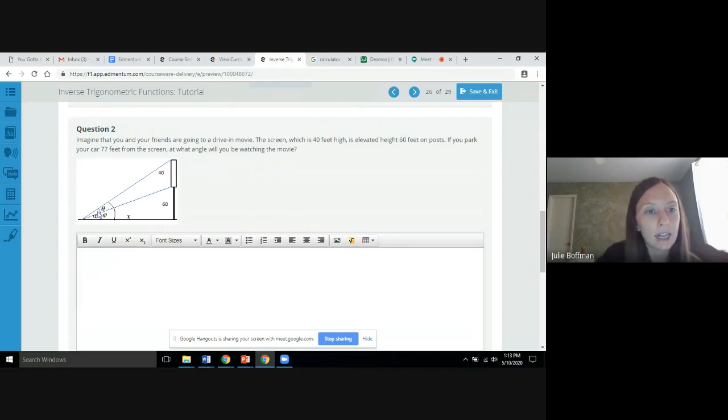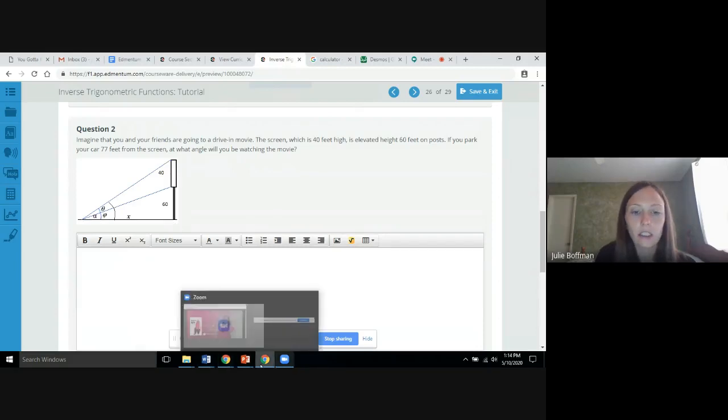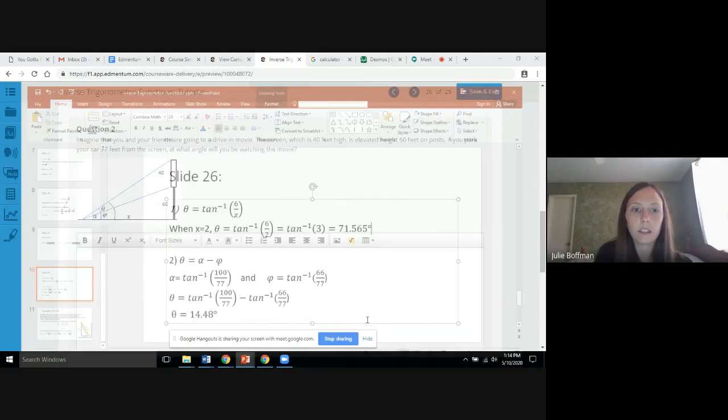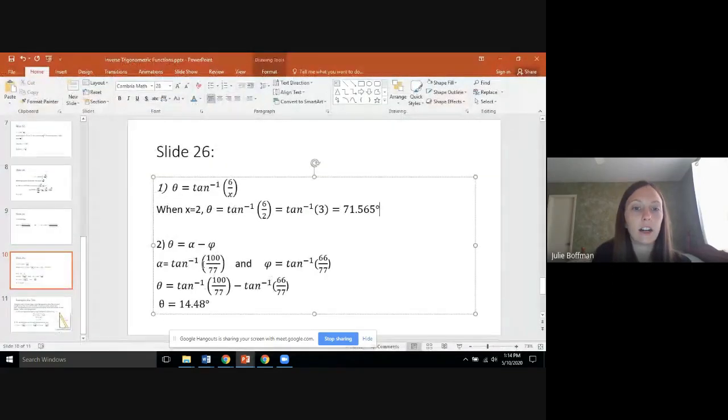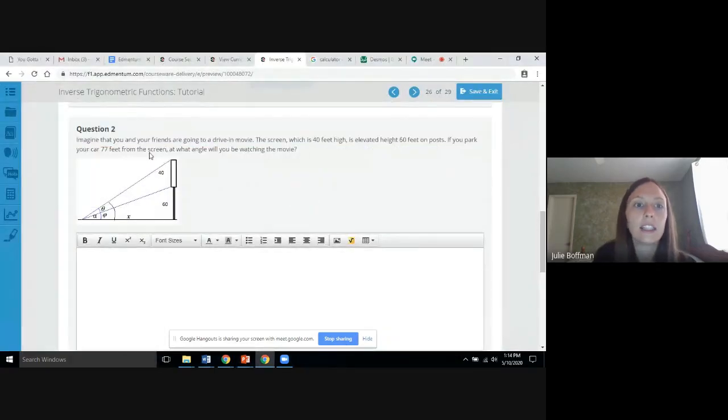So the big angle is A, and we can see that if we were going to do opposite over adjacent, the opposite side for the big triangle would be this 60 plus 40, 100, and the adjacent side is X. So the first thing you're going to do is set up A is inverse tangent of 100 over 77, because 100 is the opposite, and they said you're 77 feet away, so this X is 77. So that gets you alpha, and now we need this bottom one, which is phi.